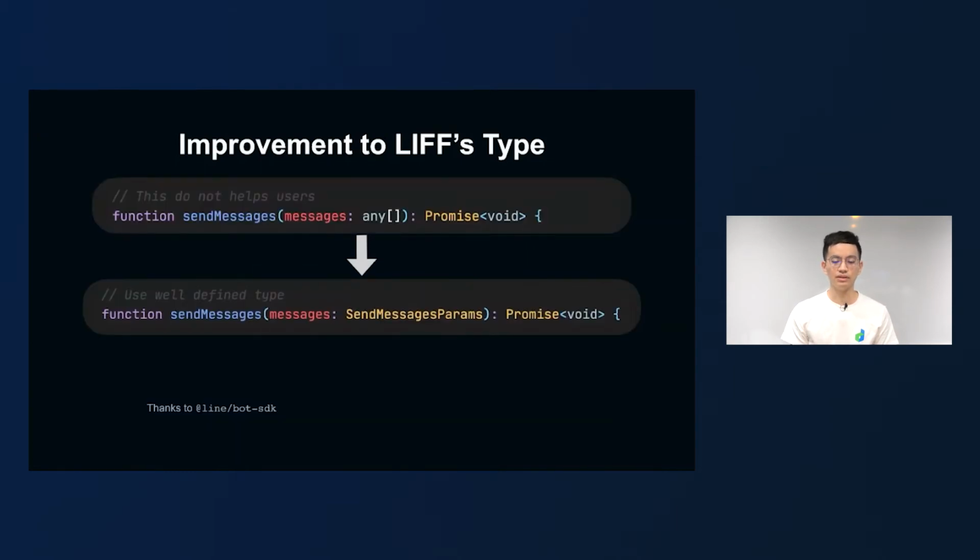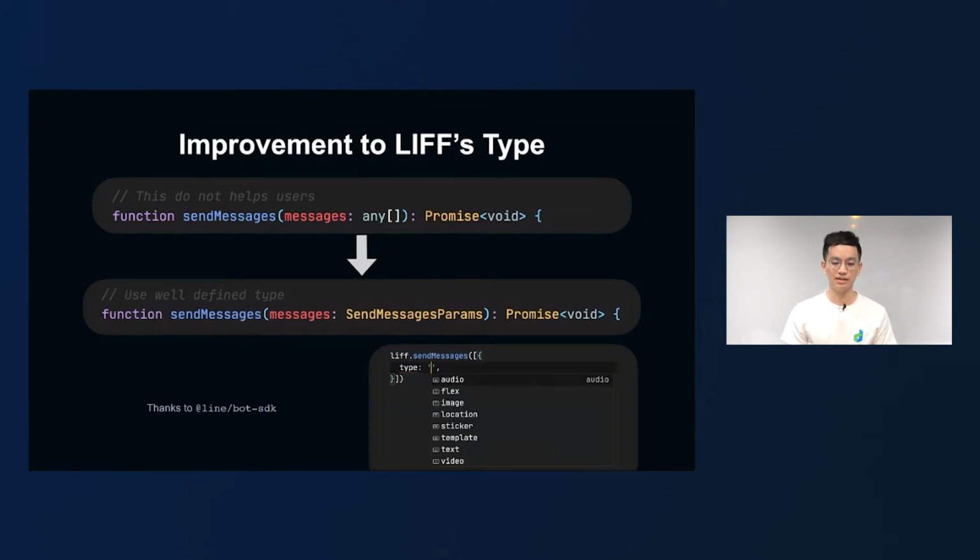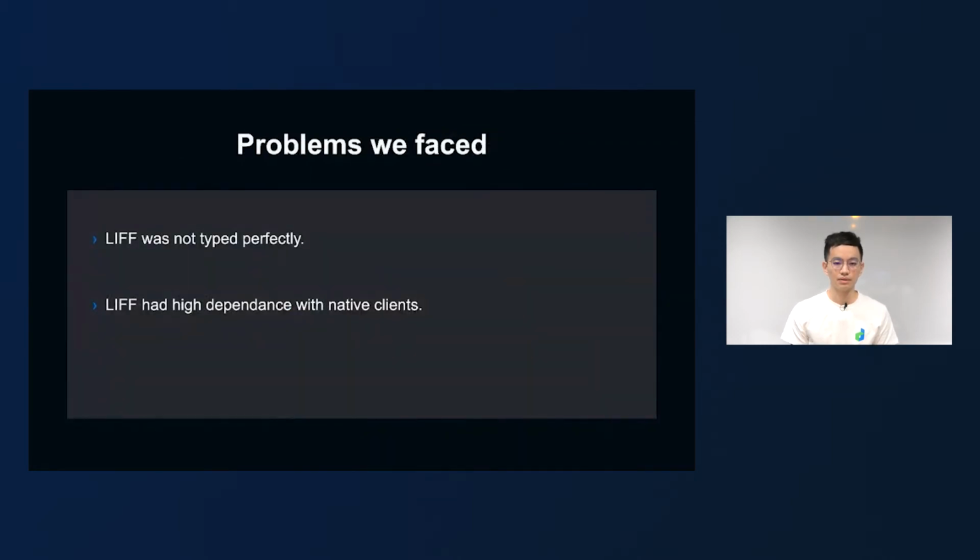And also the definition of sendMessages. The parameter was an array of any, which also does not help users, right? But we took some type definitions from the LIFF SDK. So now if you use liff.sendMessages, you will get the list of what kinds of types you can use inside this function. So the type definition part is solved.